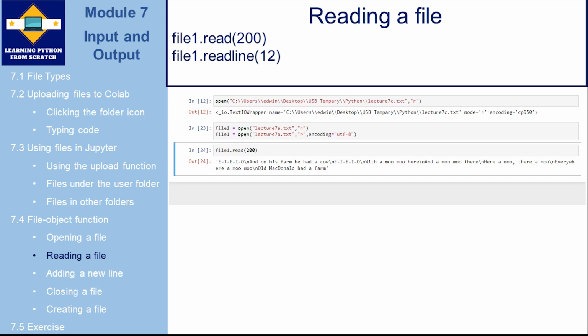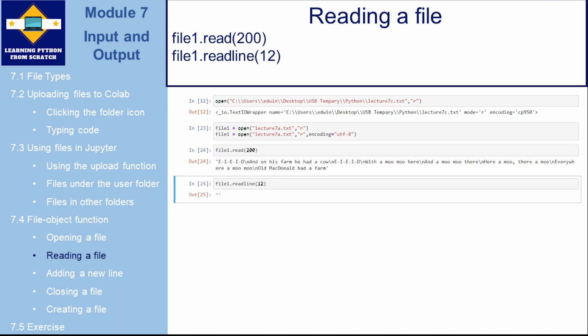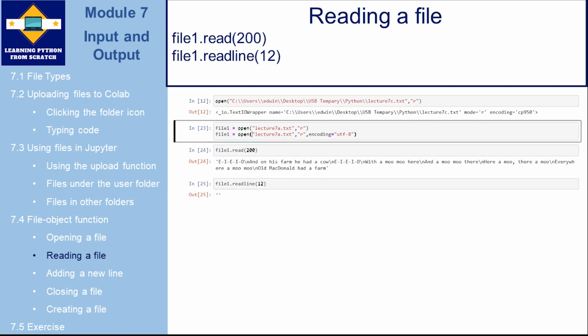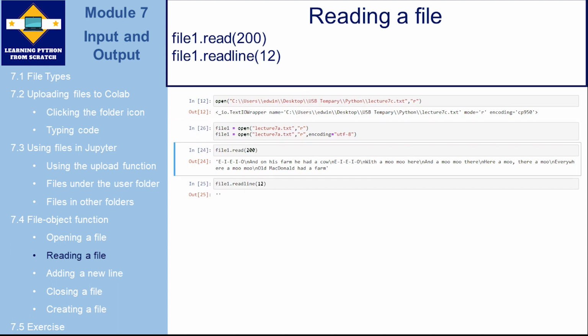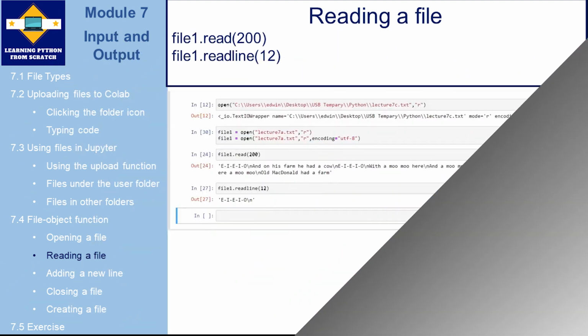The file object.readline reads the first X number of characters in the first line from a file as a string. Let's type file1.readline(12). And you can see that it's empty. Why? Because it will continue from the previous operation. As we already read the whole file, we need to run again to open the file anew. And then if you run it again, you should be able to see the first 12 characters.